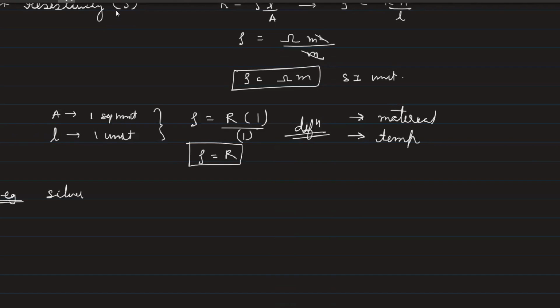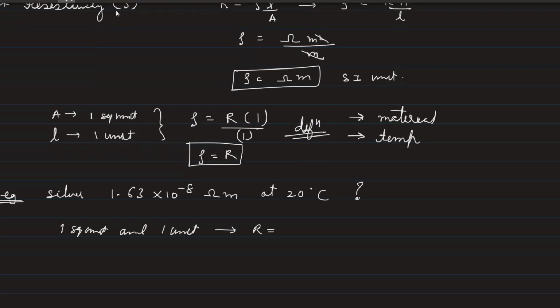Now another point to remember. For example, silver has resistivity 1.63 into 10 to the power minus 8 ohm meter at 20 degrees Celsius. The question that will be asked is, what is the meaning of this? The answer is, if you take silver of 1 square unit area and length of 1 unit, then the resistance offered by silver will be 1.63 into 10 to the power minus 8 ohm. That is how you write the answer, and it is an important question to expect.